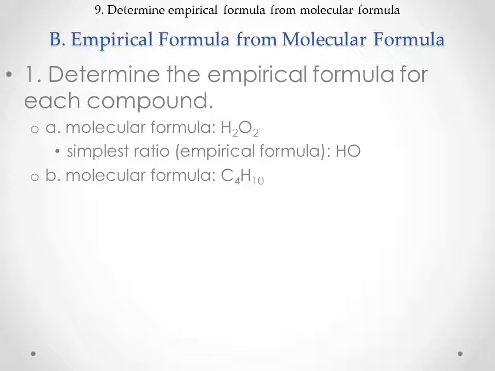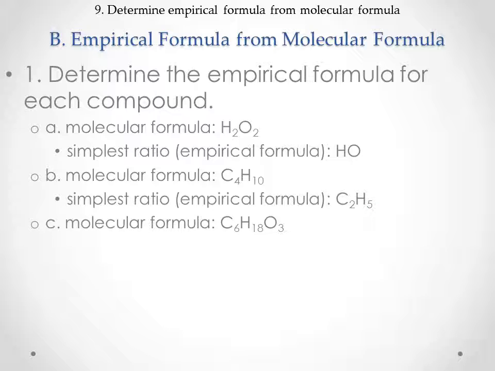Let's look at another one. Molecular formula C4H10. That would be butane. Now ask yourself, what can I divide both of these numbers by and still make these whole numbers? Well, I can divide them both by 2. If I divide them both by 2, that would give us C2H5. That would be the empirical formula, or the simplest whole number ratio of the atoms in that compound.